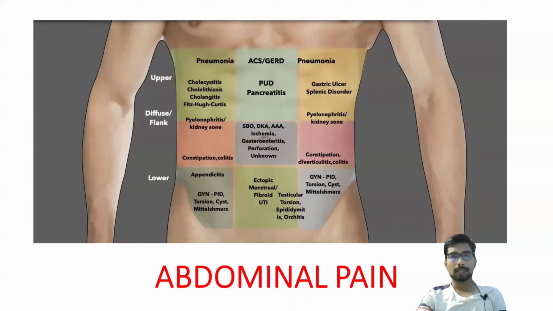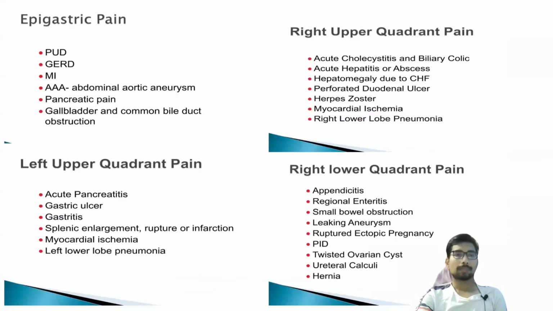Based on the site of pain in the abdomen, we can conclude a diagnosis. If the pain is in the epigastric region, it may be due to peptic ulcer, GERD, MI, aortic aneurysm, and pancreatic, gallbladder, or common bile duct obstruction. If it is in the right upper quadrant, causes are acute cholecystitis, biliary colic, hepatic abscess or hepatitis, hepatomegaly due to CHF, perforated duodenal ulcer, MI, herpes zoster, and right lower lobe pneumonia.